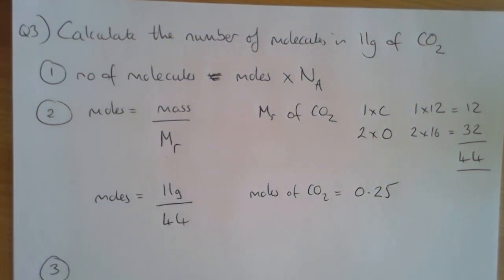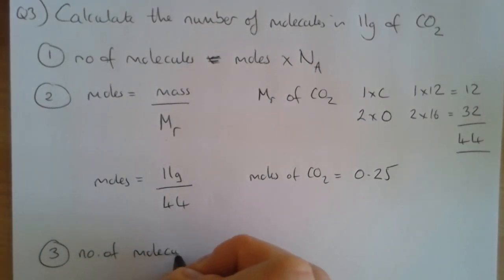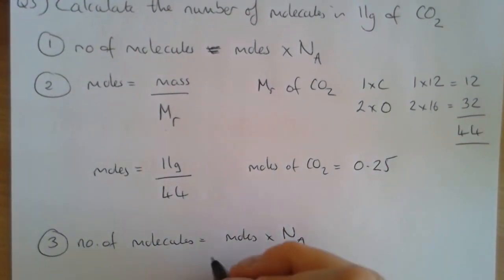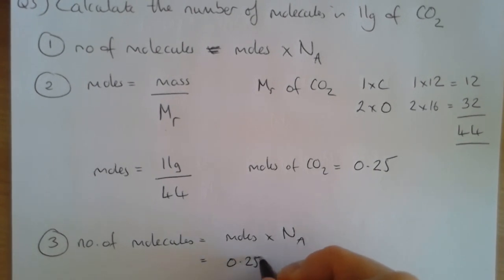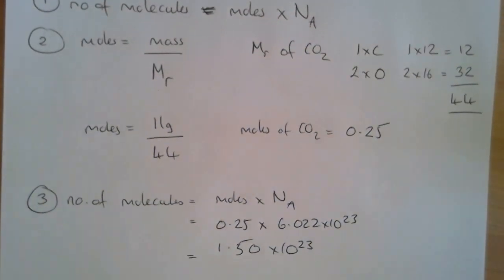So then let's put that into our equation. The number of molecules equals moles multiplied by the Avogadro constant. That is equal to 0.25 multiplied by 6.022 times 10 to the 23, which gives us an answer of 1.50 times 10 to the 23. So that's our calculations for calculating the number of particles.